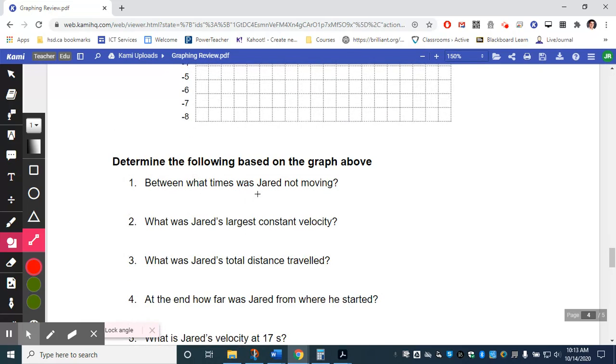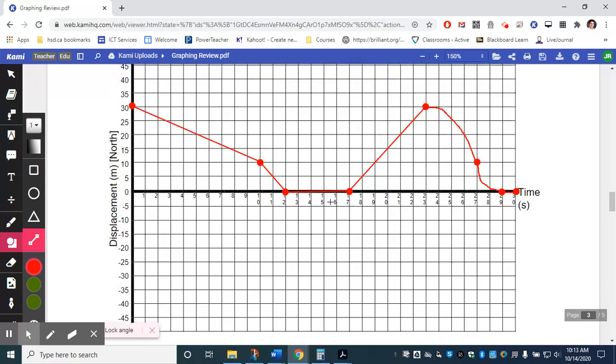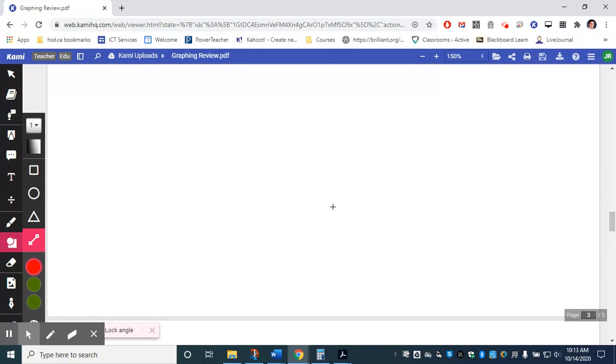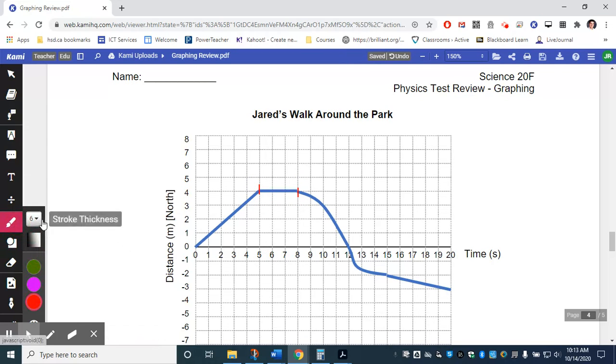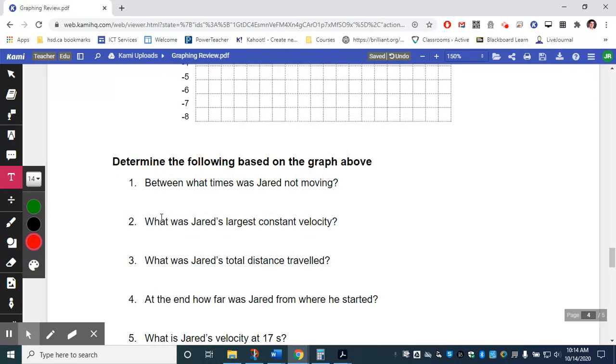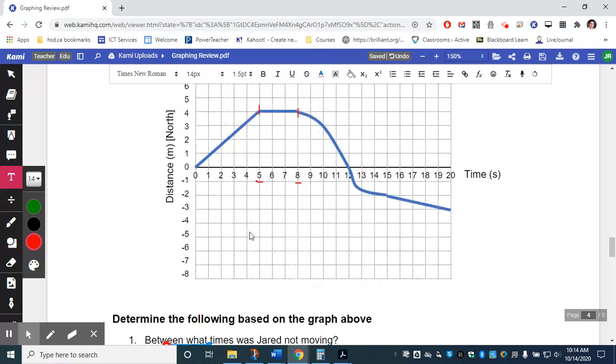Okay, this question: between what times was Jared not moving? Remember from this question, not moving looked like a flat line. So where do we see a flat line here? Well, here to here is a flat line. And so those times are 5, make this smaller. That's between 5 seconds and 8 seconds. And so what we're going to write is between 5 and 8 seconds.